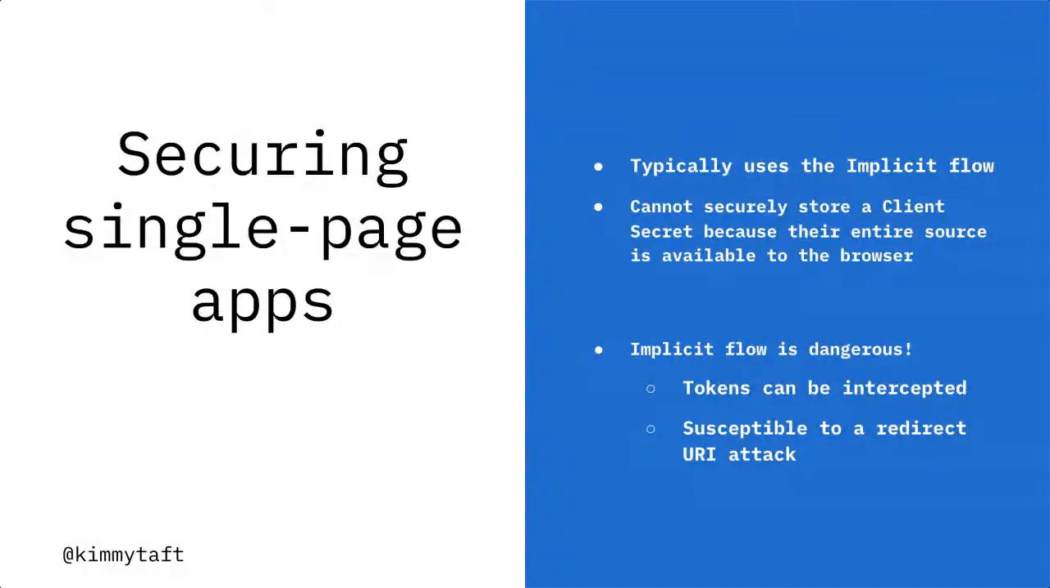If that's not enough of a security risk, implicit flow is also susceptible to a redirect URI attack, which means an attacker might replace an approved redirect URI with a destination of their choice and redirect you to a space where they can then steal your information.